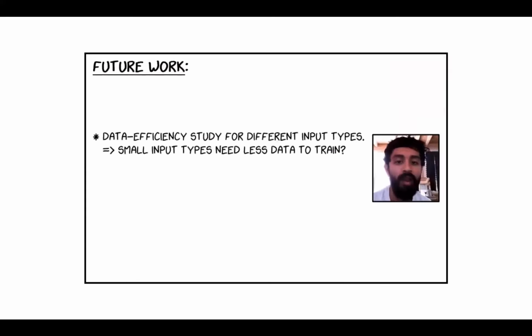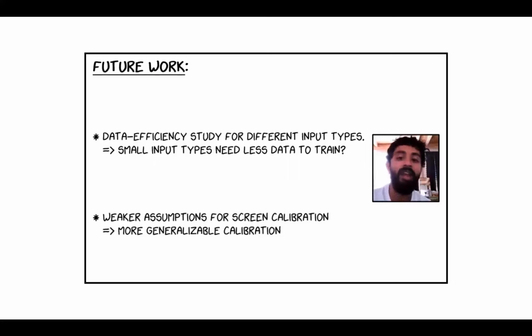For our future work, we plan to perform also a data efficiency study for the different input types. Small input types perhaps could take less data to train, but we would need to find this out. And secondly, it would be useful to design the screen calibration methods with weaker assumptions. For example, what if a webcam is not even placed anywhere near the screen, but on the side? This would lead to a more generalizable calibration method.